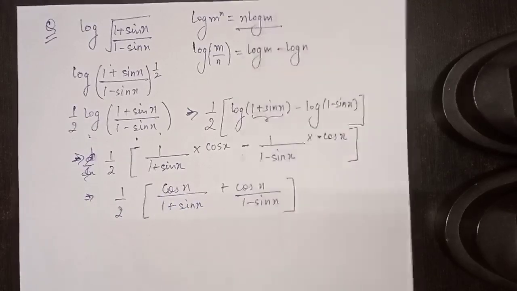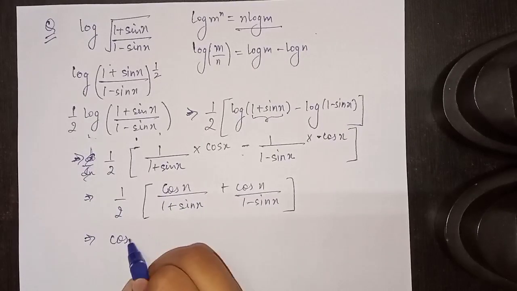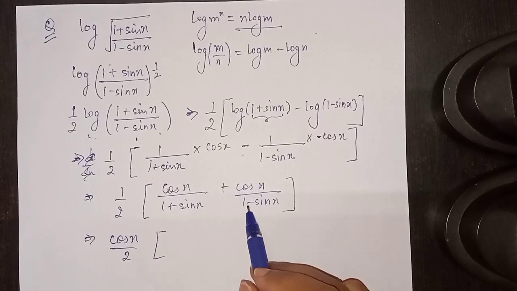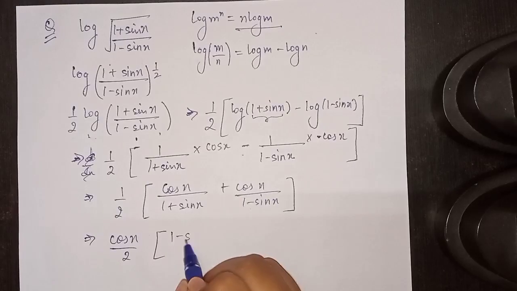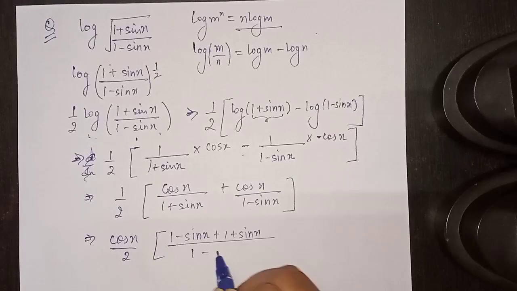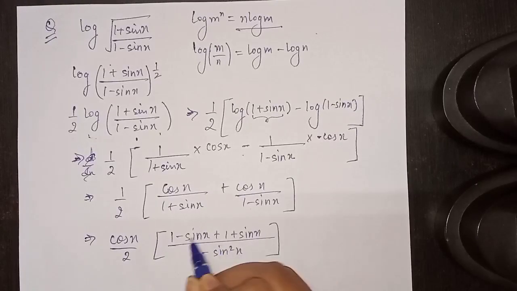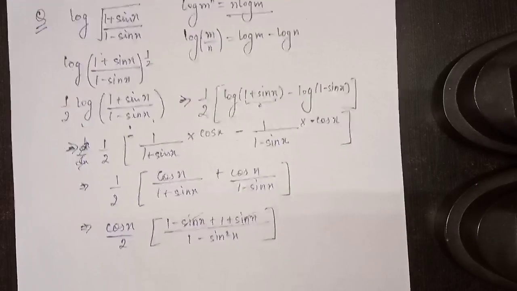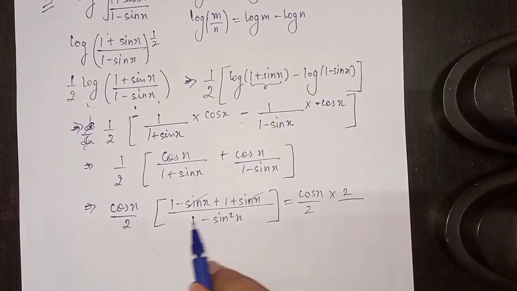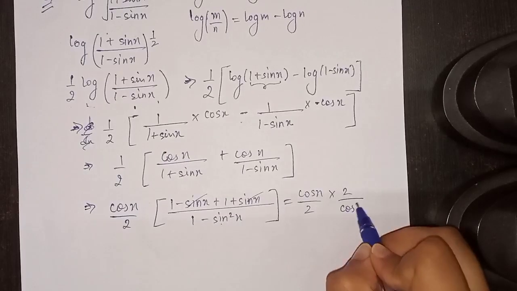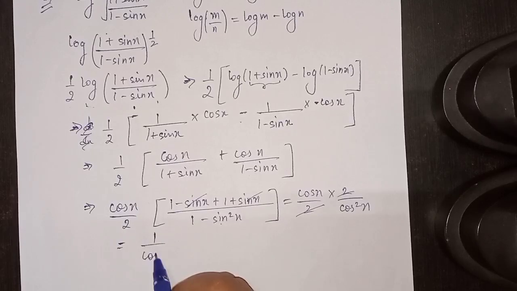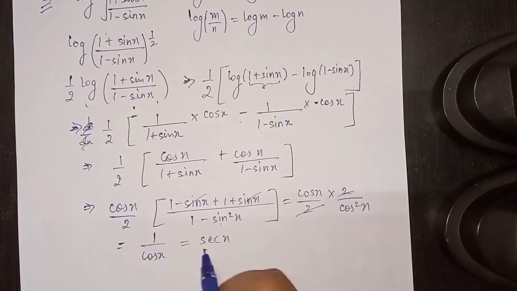We can take this cos x common, cos x by 2, then 1 divided by 1 plus sin x plus 1 divided by 1 minus sin x. This will be 1 minus sin x plus 1 plus sin x divided by 1 minus sin square x. Sin x and sin x cancel. Then cos x divided by 2 multiply 2 divided by, now 1 minus sin square x is equal to cos square x. 2 and 2 get cancelled. We are left with 1 divided by cos x, which is equal to sec x. Sec x is the answer.